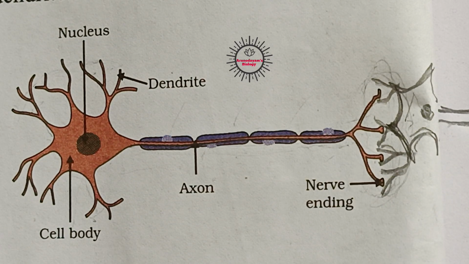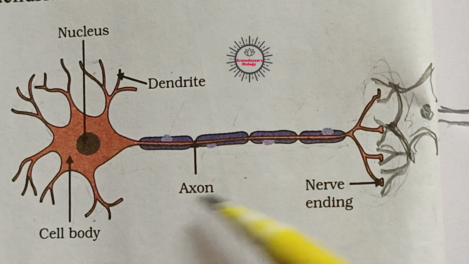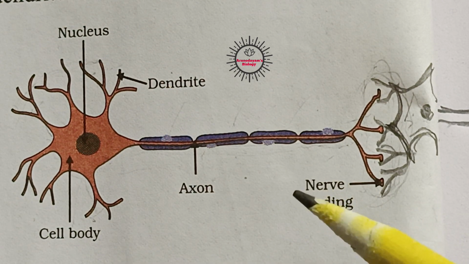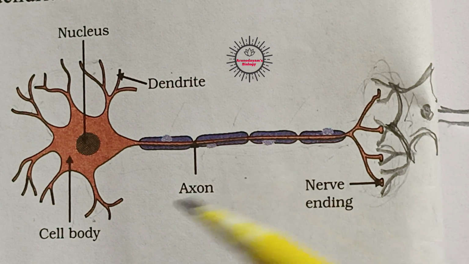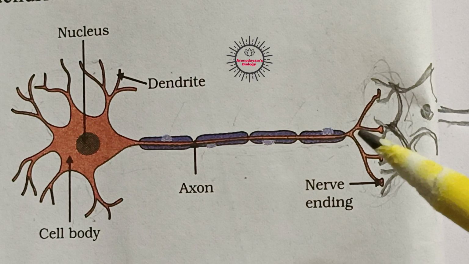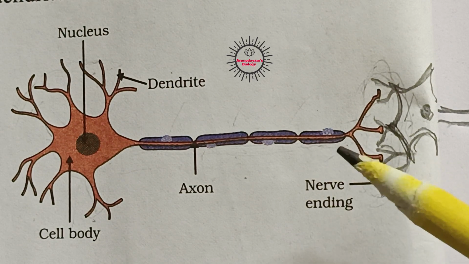Our nervous system contains nearly 10 billion cells, which are called nerve cells. This is the nerve cell, also called a neuron. First of all, we will learn the structure of a nerve cell briefly.